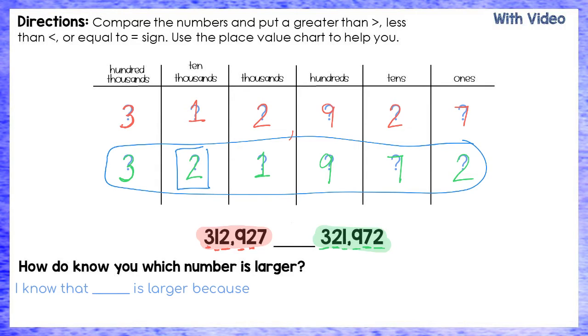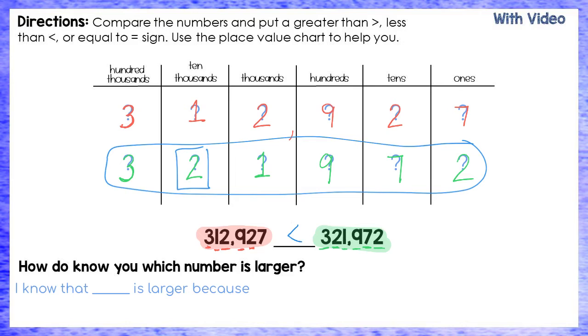So the symbol that we need if our green number is larger is less than. Because if we read this, it is 312,924 is less than, this number is less than this number, 321,972. Now here's the tricky part. We are going to write and explain how do you know which number is larger.